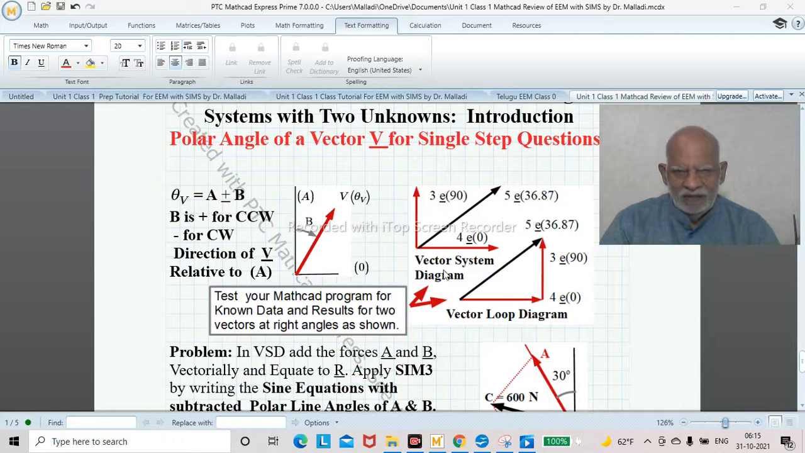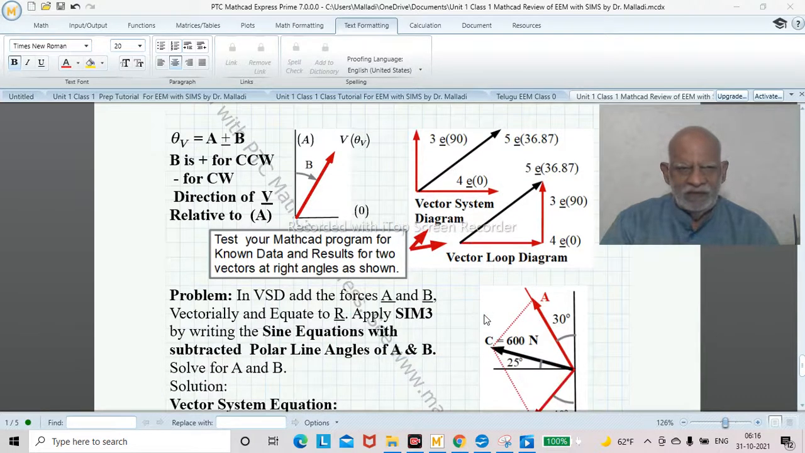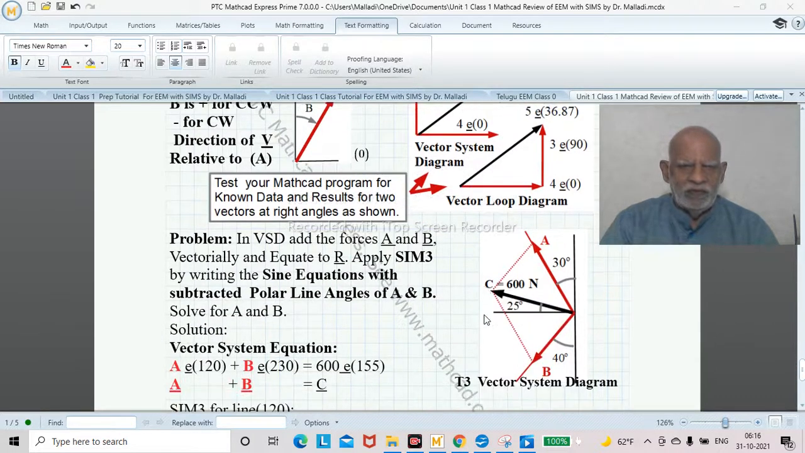This is the vector system diagram where the vectors are shown on a body. And then this is known as the vector loop diagram. That means you are looping, going from one vector to the other vector. So I constantly go with this. I use sometimes vector system diagrams and sometimes vector loop diagrams. Now here is a problem. We solve one problem, then we do another kind of problem.